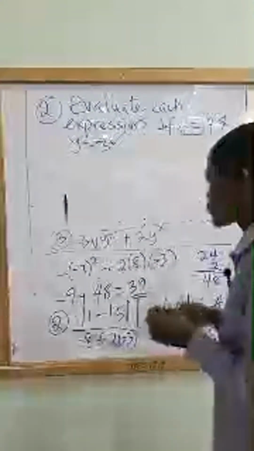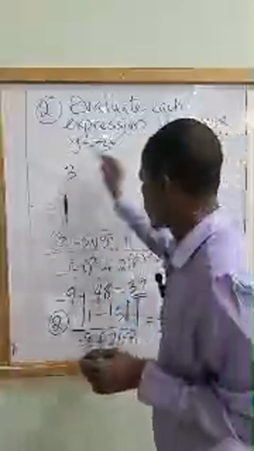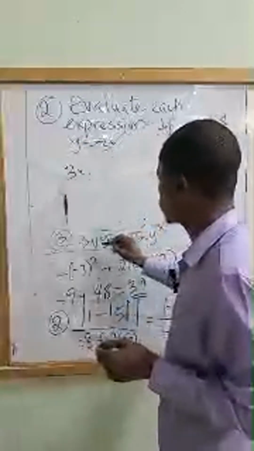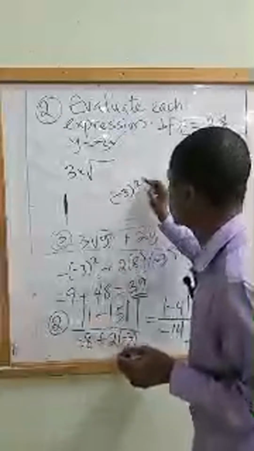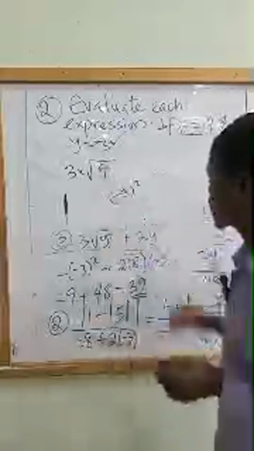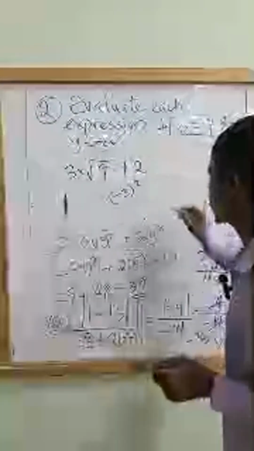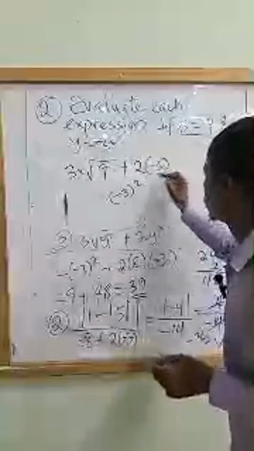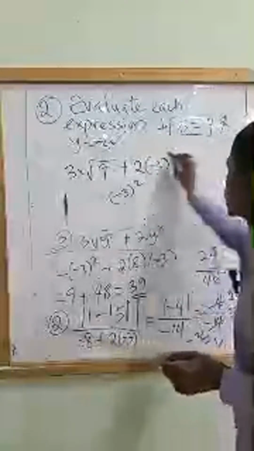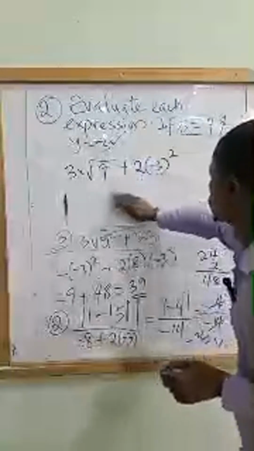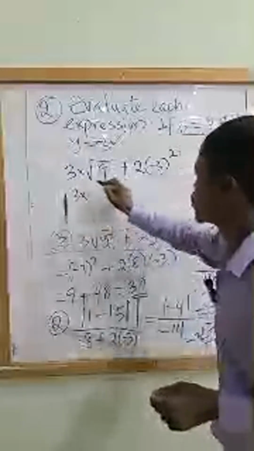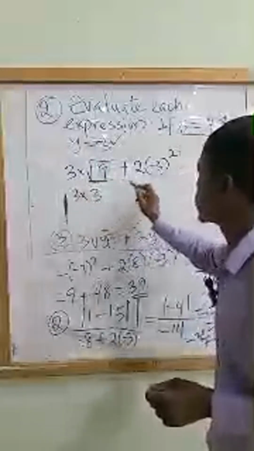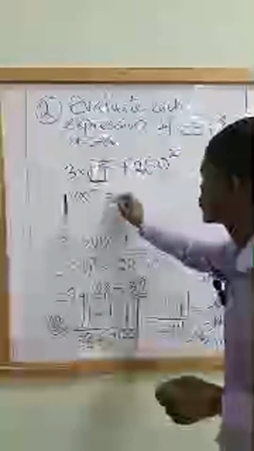The third one, we have 3 times square root of 9 squared. Y is minus 3. So minus 3 squared will give you 9. Okay, then plus 2 times minus 3 power 2. Minus 3 to power 2. Okay, and we are going to have 3 times the square root of 9 is 3. Plus times minus, no, plus.